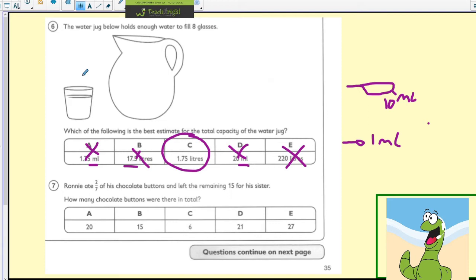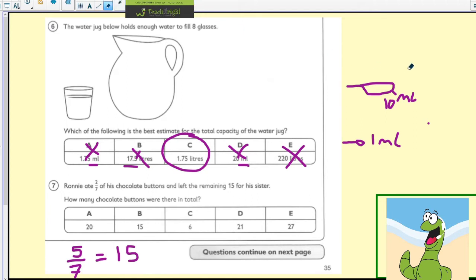Number 7. Ronnie ate 2/7 of his chocolate buttons and left the remaining 15. So how many were there in total? Well, he ate 2/7, which means there were 5/7 left. And it's saying that the remaining amount was 15. So that means 5/7 is 15. With me so far? So if 5/7 is 15, what would 1/7 be?